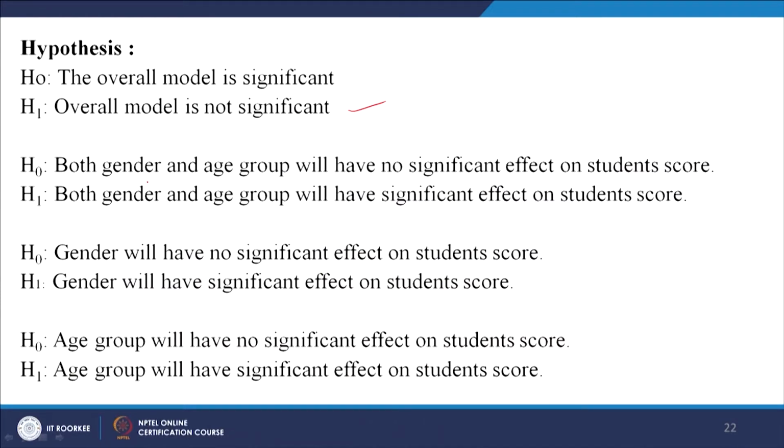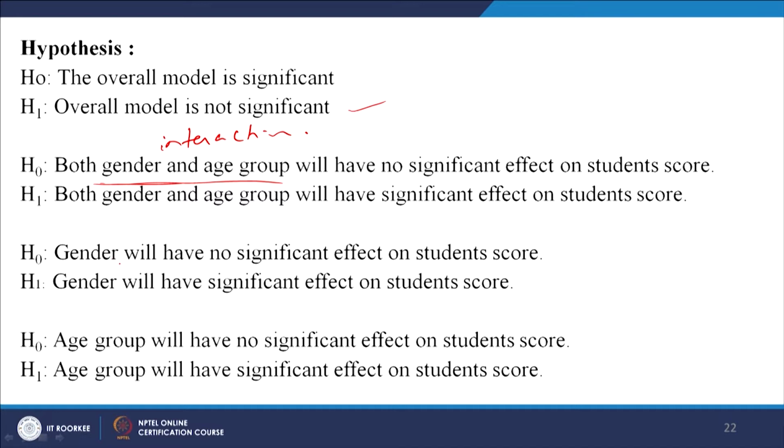Then next, I am saying both gender and age group will have no significant effect on students' score. That means here I have taken the interaction effect, right. Similarly, I am saying gender and age group will have a significant effect on the student score, right. Third, you first have to check your overall model, then check your interaction effect, and only if your interaction effect is not significant should you check the main effect. So, suppose the interaction effect is insignificant, then we go for the main effect.